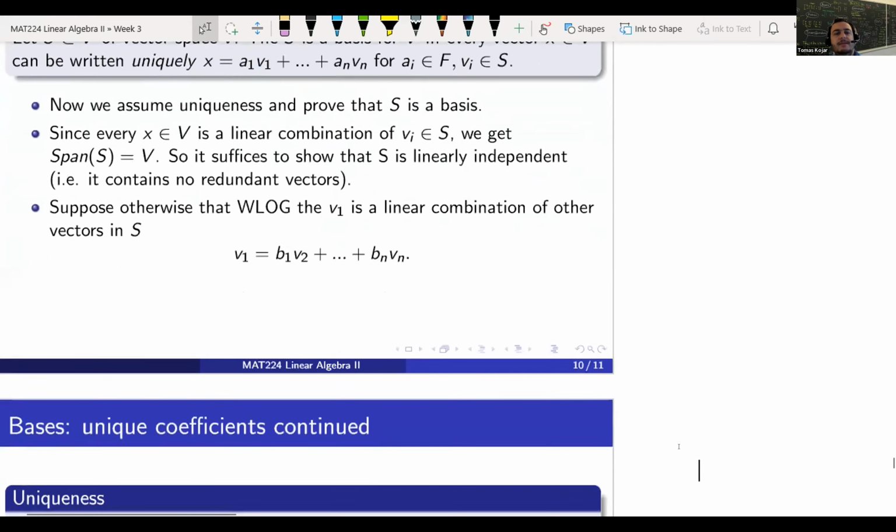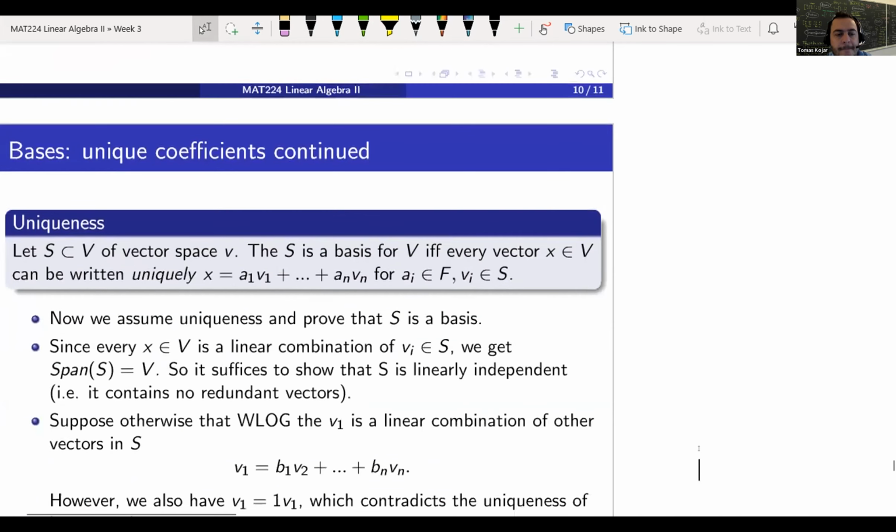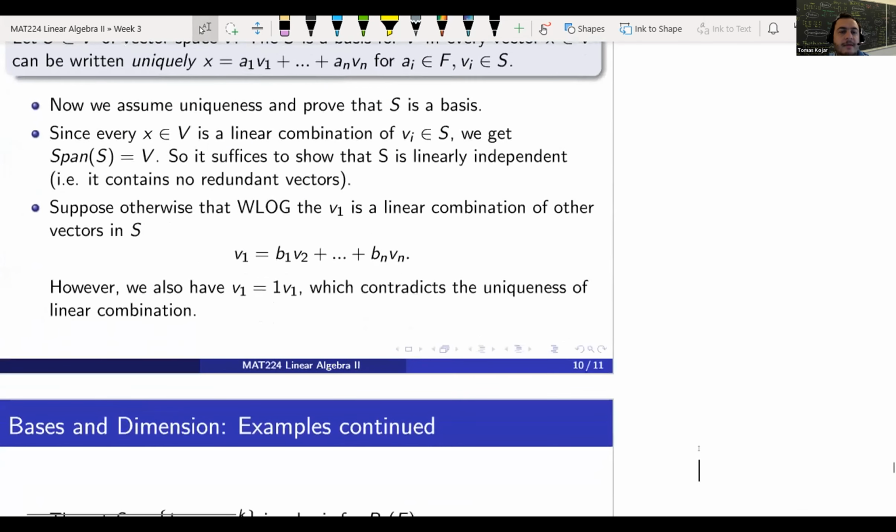Suppose otherwise, so you have at least one element, let's say the first one in S, that you can write in terms of the other ones, right? That's the definition of linear dependence. So this is proof by contradiction. But then we also have the following.